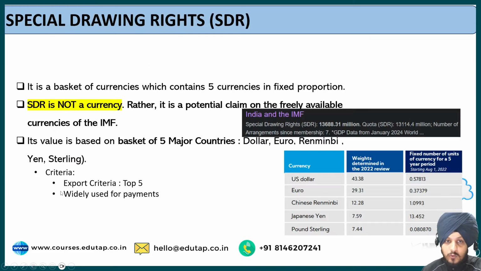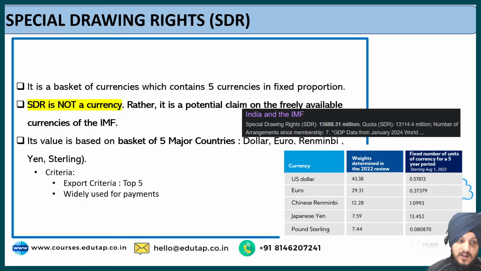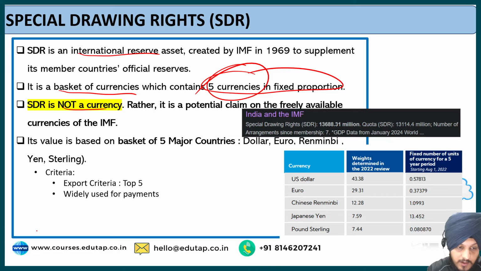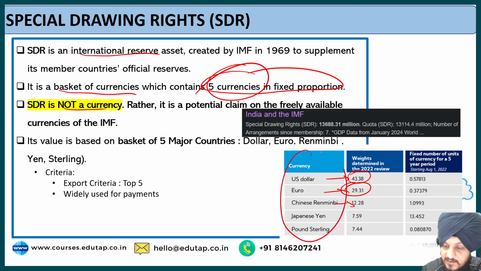Now, let us also go through the SDRs, which we have already discussed. SDR is an international reserve asset created by the IMF to supplement its member countries' official reserves. We have already discussed that it is a basket of currencies containing five currencies in fixed proportion. SDR itself is not a currency, but it contains five different currencies in its basket, and its value is determined by these currencies only. Here you can see that the dollar has a certain weight, the euro has a certain weight, and these weights and these currencies are reviewed every 5 years.